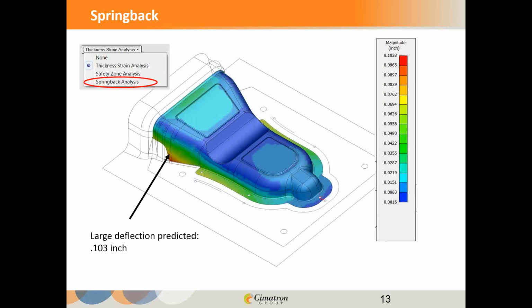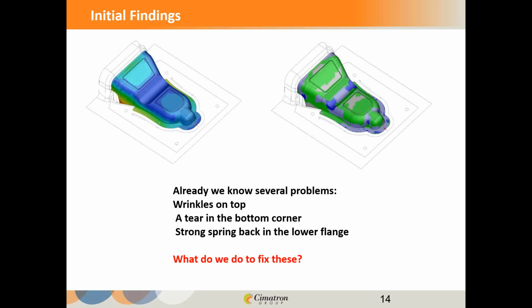So all I've done is run the blank function and then run a couple of analysis functions to gather this information about my part. Already I have some initial findings that I need to consider. The wrinkle on the top, the area that's going to tear down in that lower corner. There's an area that has a strong tendency to spring back. And the geometry of all this is very close together on both sides of the part. So now that we know all this, what do we do?